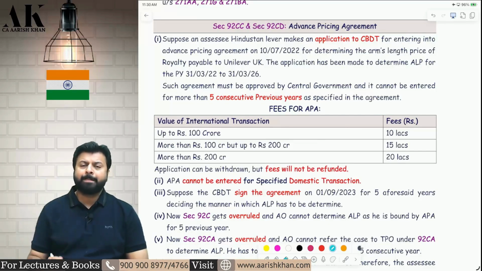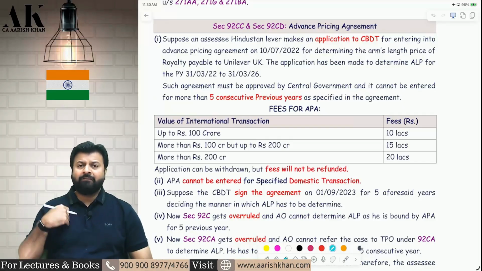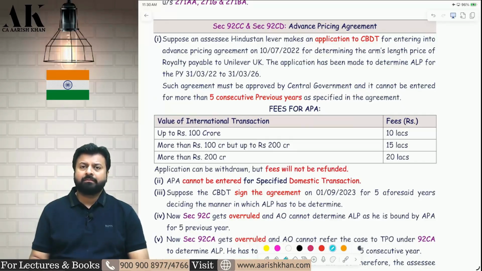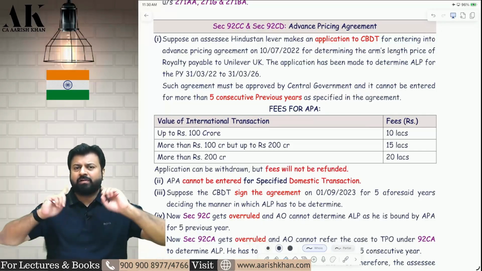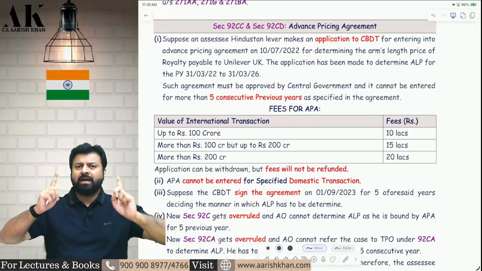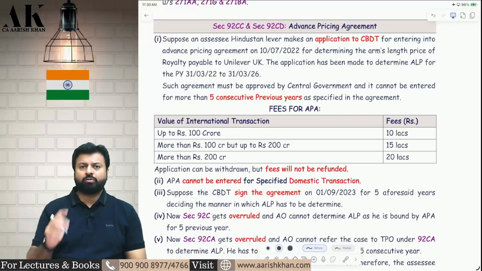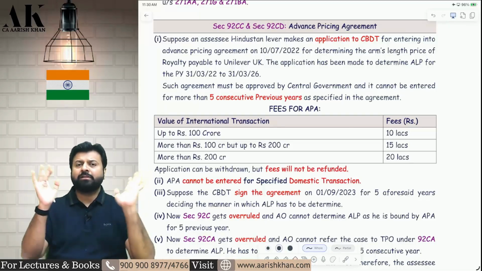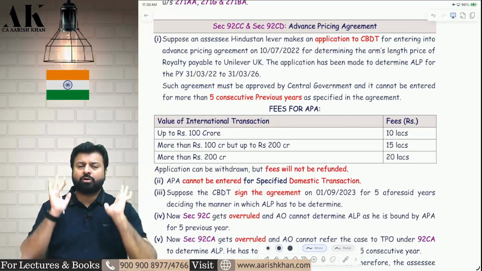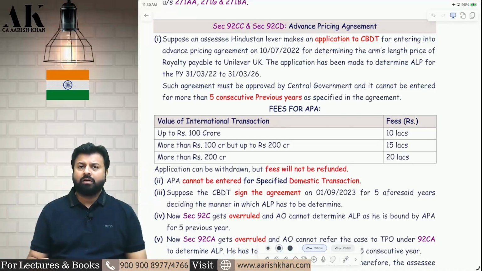Even I cannot appeal. So I have to make an application to CBDT with prescribed fees. Payment is there. Let us see all of them one by one now. I will make an application to CBDT and say, sir, CBDT, I am doing this transaction, please tell me the arm's length price. CBDT will either tell you the arm's length price or they will tell you the manner. They will directly tell you the arm's length price, that this much is the arm's length price, 100 crore, or they will tell you the manner in which the arm's length price has to be computed. Either of the two things they will say.